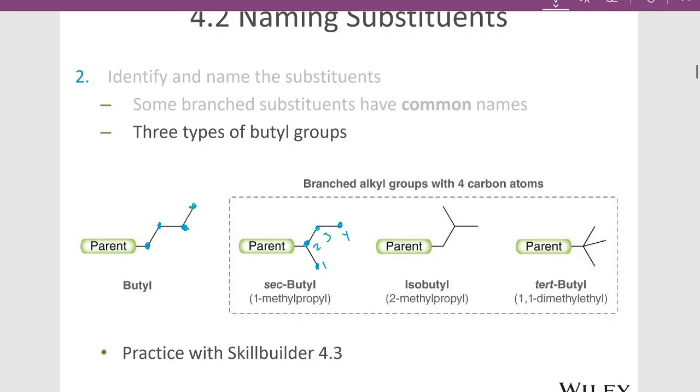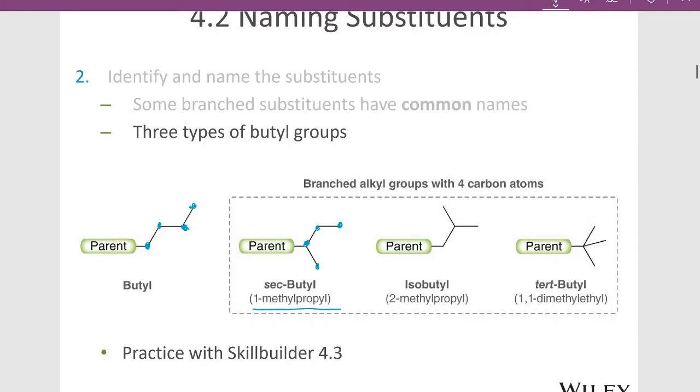The way to name this as a complex substituent would be 1-methylpropyl, because we have this one methyl group. I'm sorry, I numbered that wrong. I was only pointing out that the parent was attached at the second carbon. I wasn't trying to say that was the correct way to number the substituent.